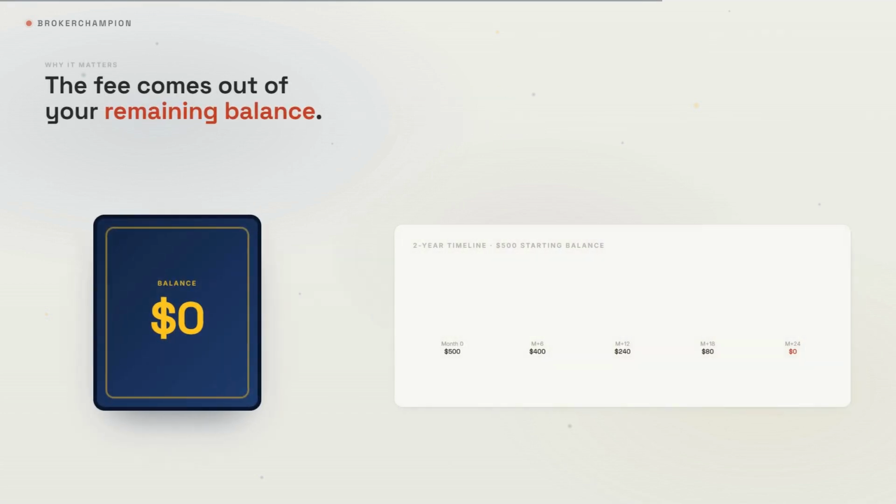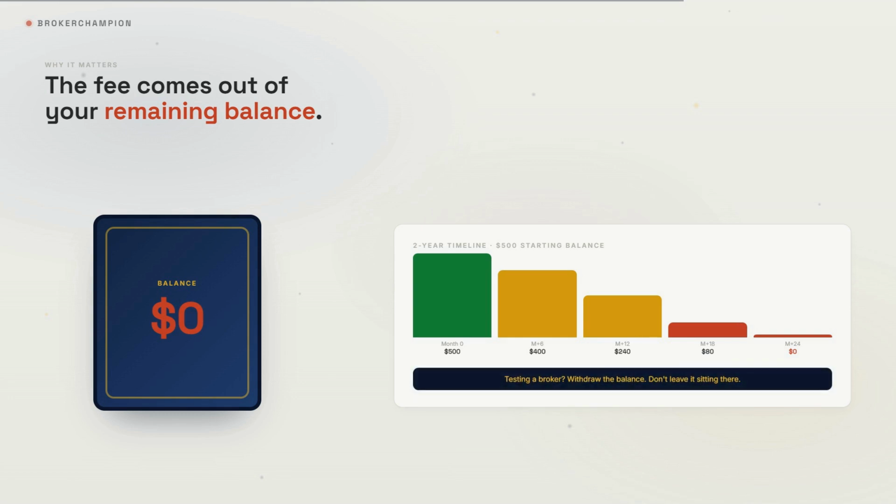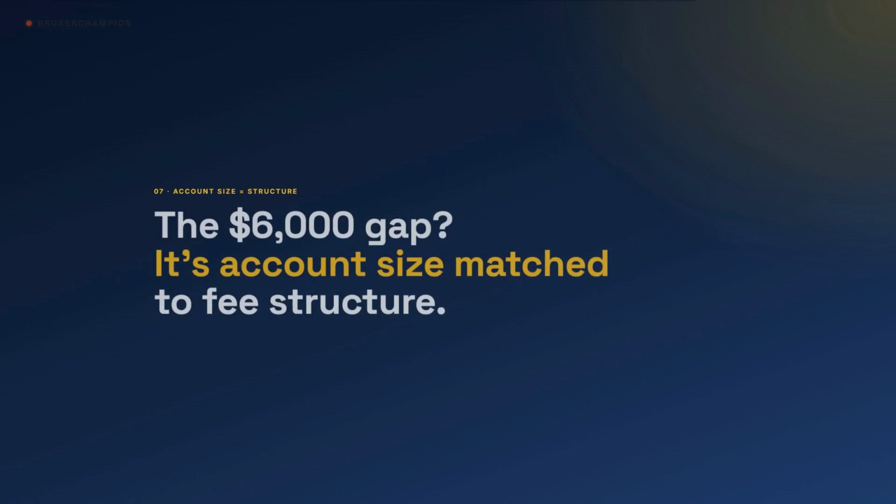Why this matters? The fee comes out of your remaining balance, directly. Fund an account with $500, walk away for 2 years, and inactivity fees alone can zero you out before you ever log back in. If you're testing a broker and decide it's not for you, withdraw the balance. Don't leave a small amount sitting there. It will quietly disappear.